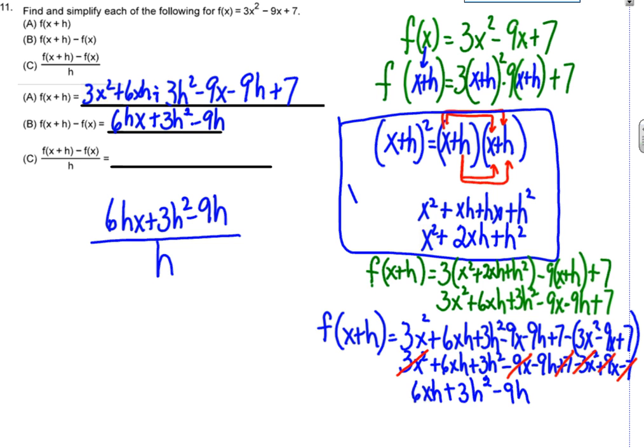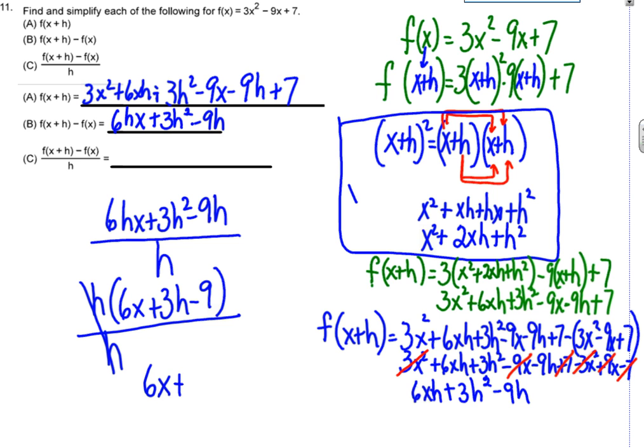Numerator, each term has an h, so let's factor out an h. We'll have 6x plus 3h minus 9 over h. We cancel that out, and our final answer is 6x plus 3h minus 9. Okay. That was a lot of work, but we got to the final answer. So the difference quotient solution is 6x plus 3h minus 9.